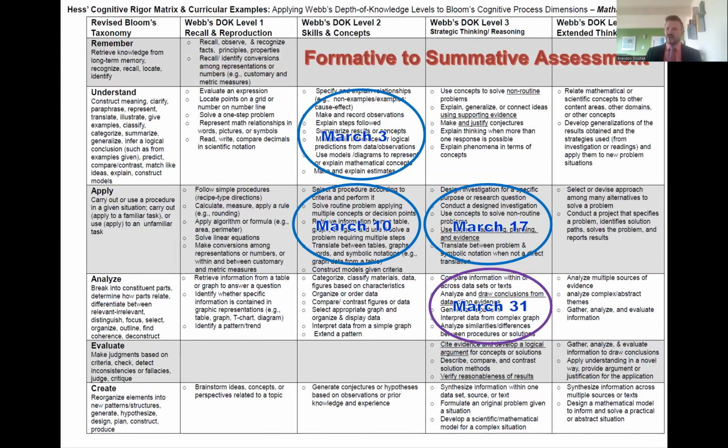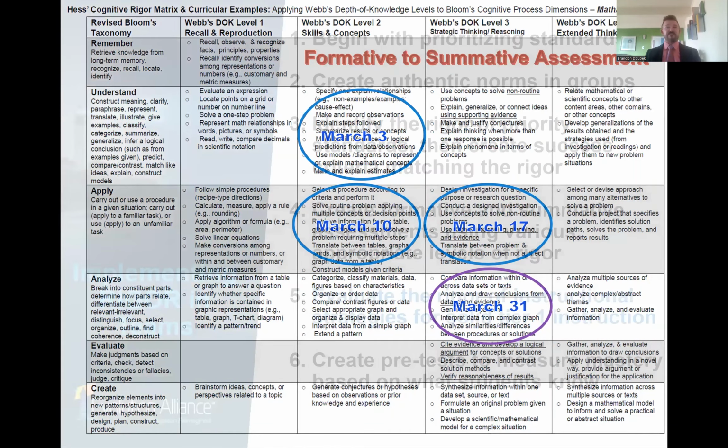And again, so critical to be asking affective types of questions. How are you connected to this? Why do you remember this? What in life is connected to this particular learning in this standard?